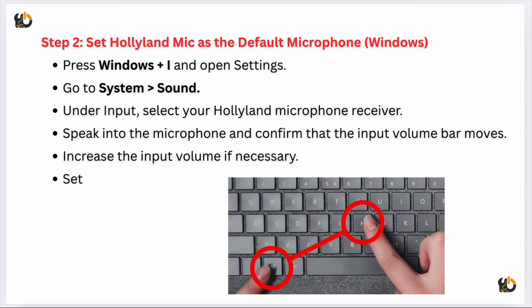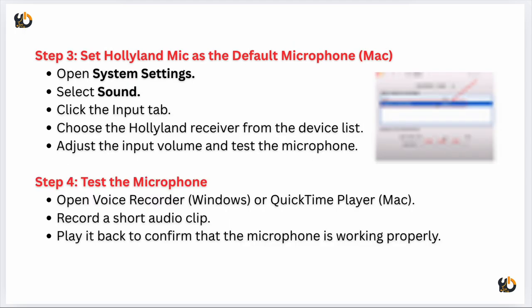Step 2, set the Hollyland mic as the default microphone for Windows users only. So press Windows plus I and open the settings. Then go to System, then Sound. Now under Input, you can select your Hollyland microphone receiver, speak into the microphone, and confirm that the input volume bars move. Then increase the input volume if necessary and set it.